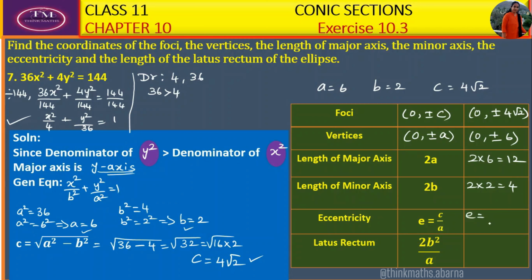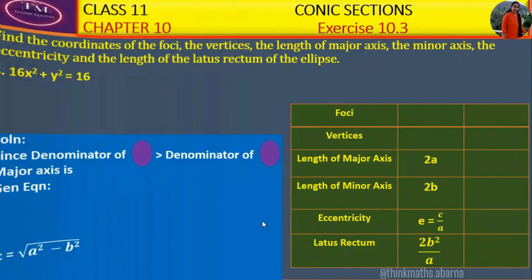And eccentricity is equal to c by a. C is 4 root 2, a is 6. So 4 root 2 by 6 is 2 root 2 by 3. And latus rectum is 2b square by a. So 2 into b square is 4, a is 6. So the answer is 4 by 3. So these are the required values. Clear? So moving on to the next problem.